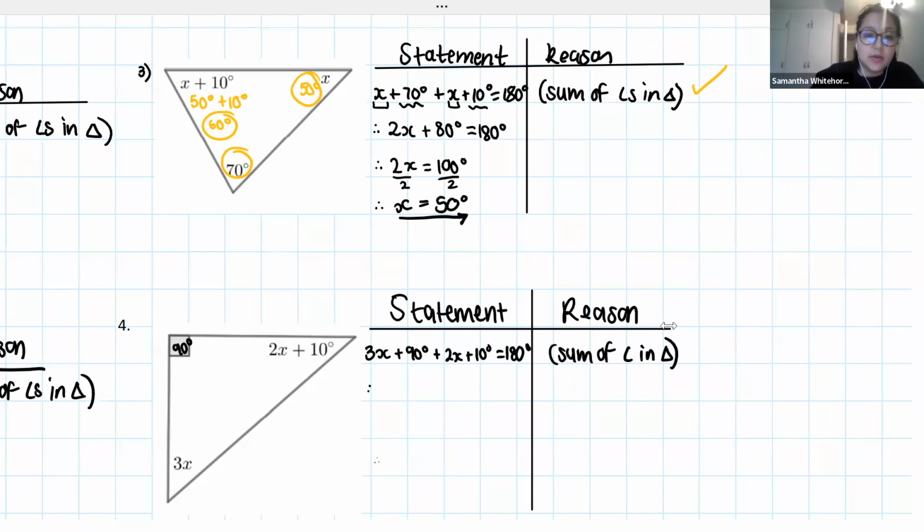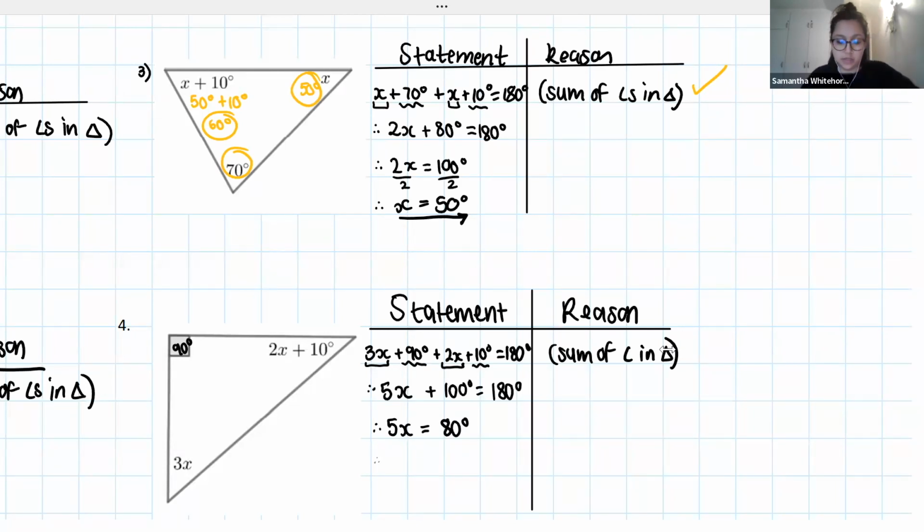Once I know that, I can go and work it out. Again, be careful of what your like terms are. We've got 3x plus 2x and 90 plus 10. 3x plus 2x is 5x. 90 plus 10 is 100, is equal to 180 degrees. I'm going to subtract 100 on both sides. So 5x is equal to 80. And I'm pretty sure this is 16, but I'm just going to double check. Yep. And so divide both sides by 5 in order to get x alone. X is equal to 16 degrees.